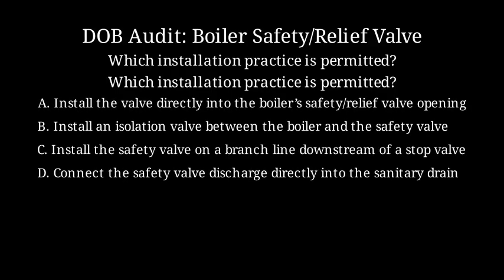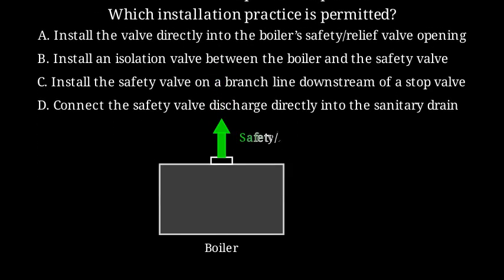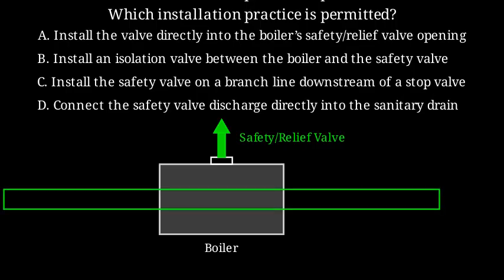Let's visualize the correct setup. The safety valve must be installed directly into the boiler's designated opening. No valves can be placed before or after it. This is choice A. The valve is installed directly into the boiler's safety or relief valve opening. This is the only permitted installation practice.